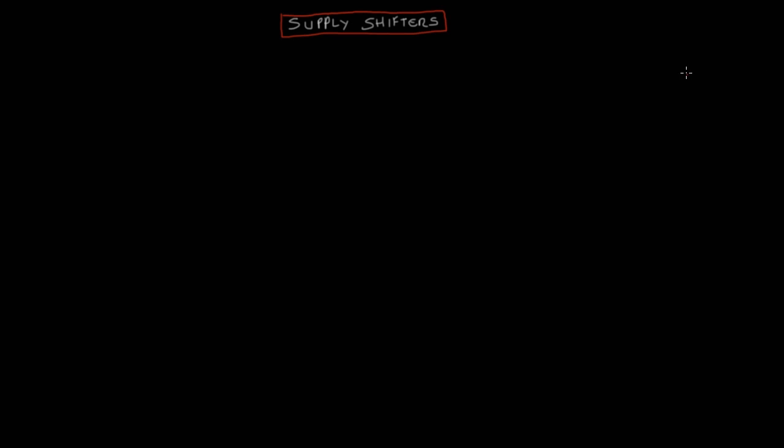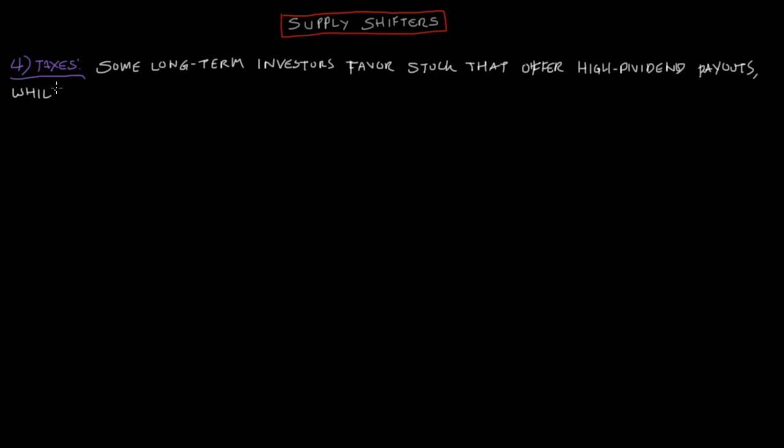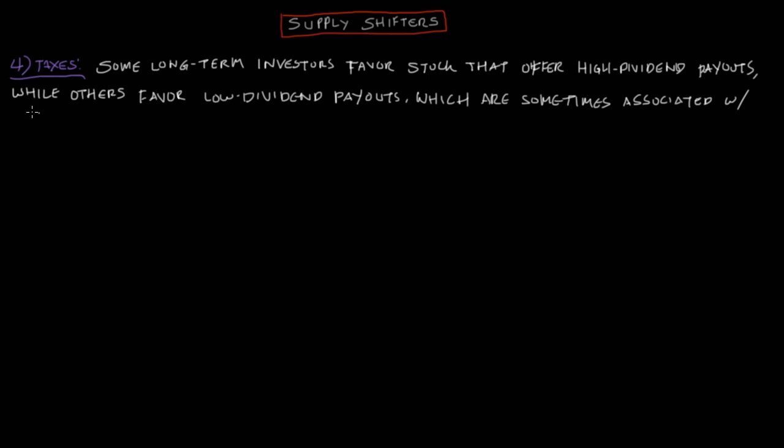This determinant in economics is generally identified as taxes and subsidies, but since stocks are not eligible for subsidies, I just label it taxes. In the United States and many countries around the world that impose taxes have a very complicated structure. I bring this to your attention because these taxes can affect dividend policies for companies. Some long-term investors will favor stocks that offer high dividend payouts, while others might favor low payout dividend stocks, which are sometimes related to tax advantages. This can shift both supply and demand curves.